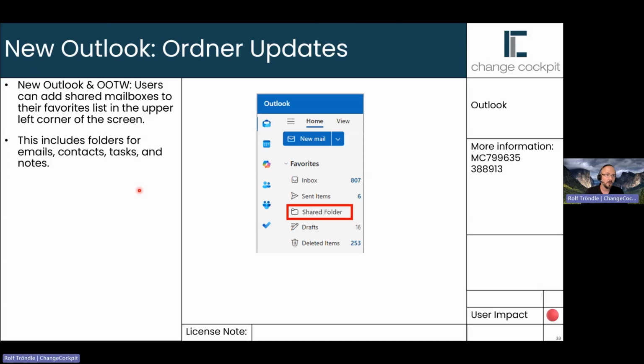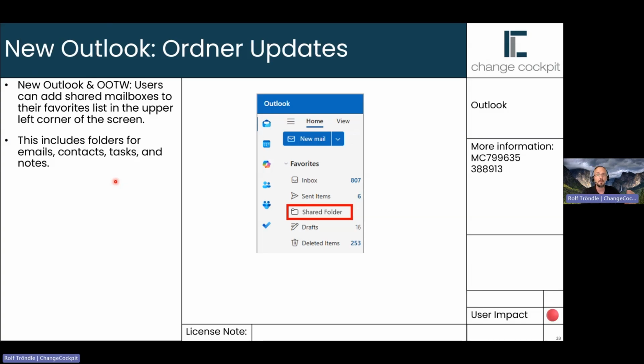Then there will be folder updates. You can now add shared mailboxes to the favorite list. Finally, you don't have to scroll down to the shared mailboxes anymore. You just add it to the favorite list. So you can work in it, and it's easier to switch between accounts.